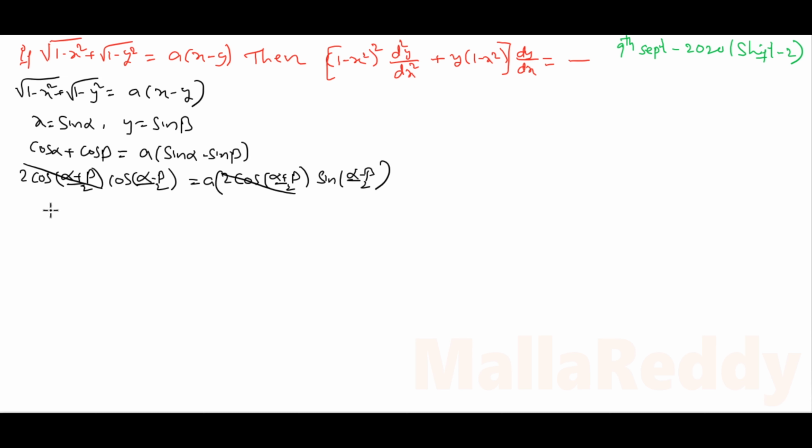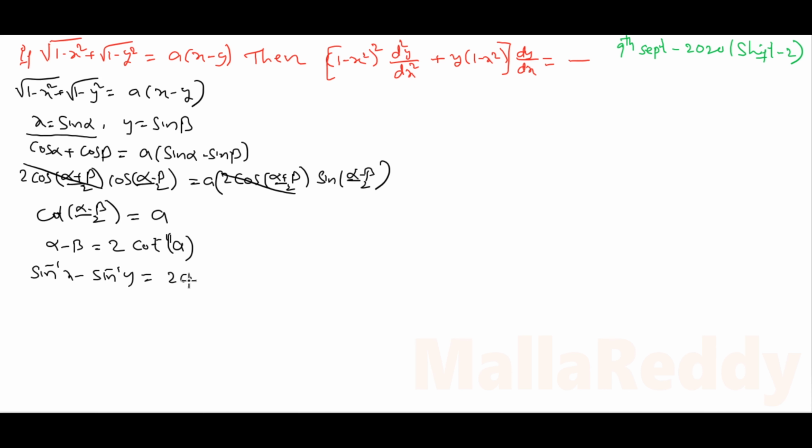Here 2 cos alpha plus beta by 2 cancelled on both sides. That is cos by sin, that is cot of alpha minus beta by 2 is equal to small a. From this equation alpha minus beta is equal to 2 cot inverse of a. So from x is equal to sin alpha, alpha is equal to sin inverse x and beta is equal to sin inverse y, so sin inverse x minus sin inverse y is equal to 2 cot inverse of a.